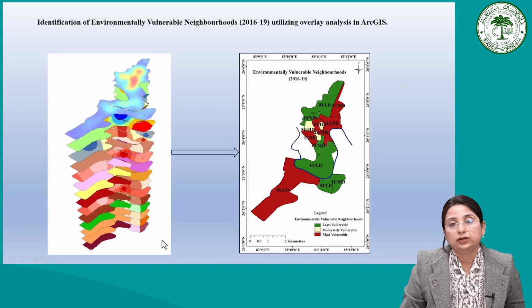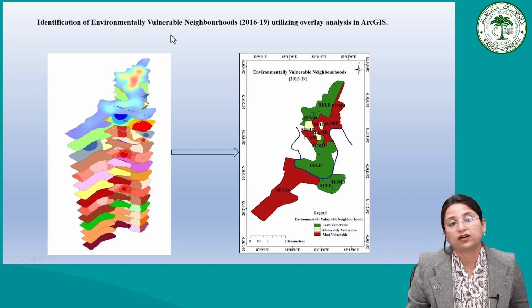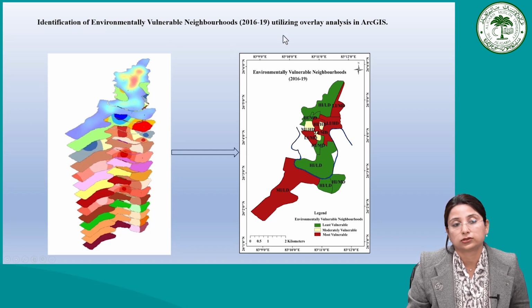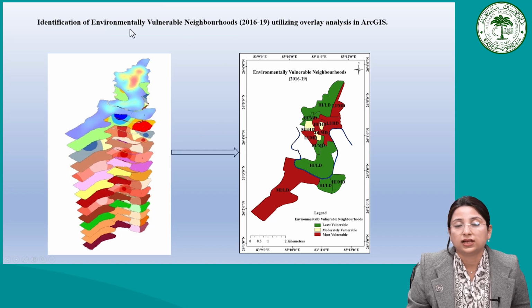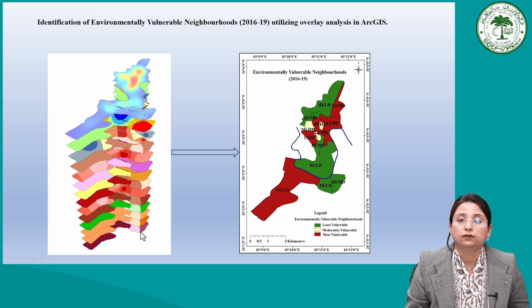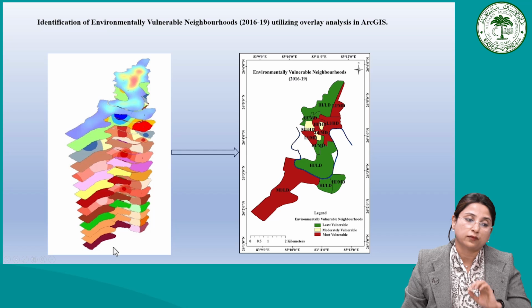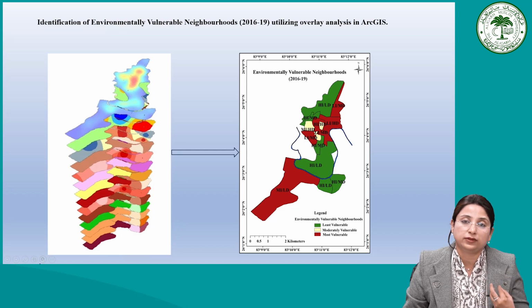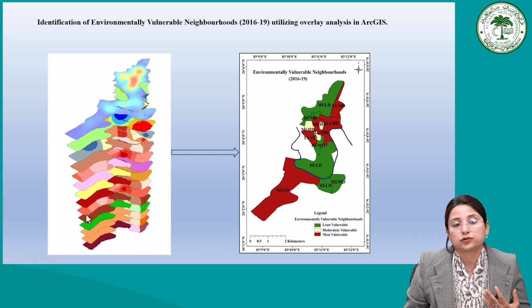For example, you can see this is the identification of environmentally vulnerable neighborhoods utilizing overlay analysis. We can have multiple layers, because for environmentally vulnerable neighborhoods there may be n number of set criteria. The environmentally vulnerable spatial unit may depend upon, we may have one layer of facilities existing in the area in terms of hospitals. We may have another layer in terms of street lights. We may have another layer in terms of the presence of schools.